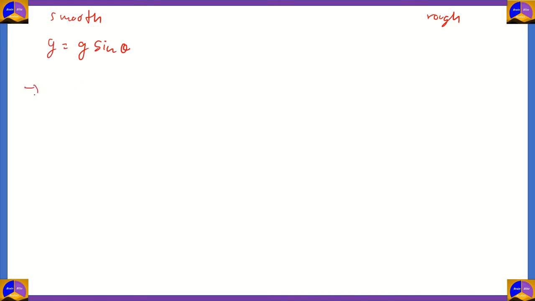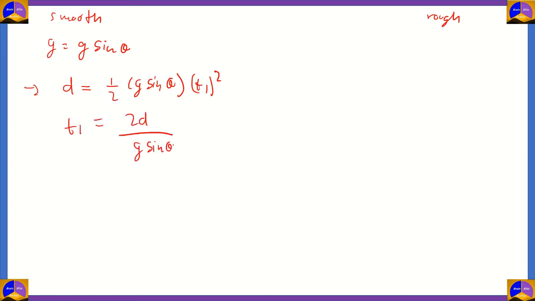That means you can write the displacement, that is d, as equal to half times g sine theta times t1 squared. Let's take t1 as the time that the block takes to move down a smooth slide. Now let's take t1 squared as 2d divided by g sine theta. So t1 is equal to 2d divided by g sine theta, and all of that is under a big root. So this is the value of t1.